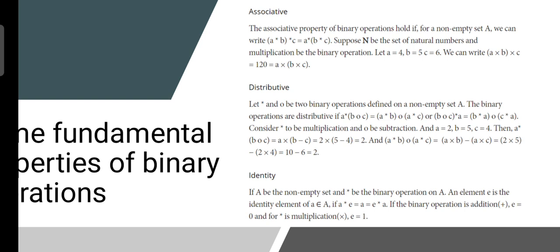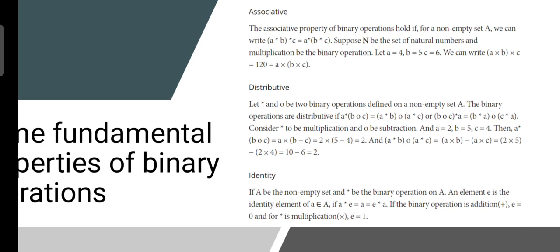For example, if we take A as 2, B as 5 and C as 4, then we are combining A star (B O C) as A cross (B minus C), which is 2 cross (5 minus 4), and it gives 2. On the right hand side, we have (A star B) O (A star C) as A cross B minus A cross C, which gives the same result, 2. So the distributive property is satisfied by the two binary operations multiplication and subtraction on the set of natural numbers.